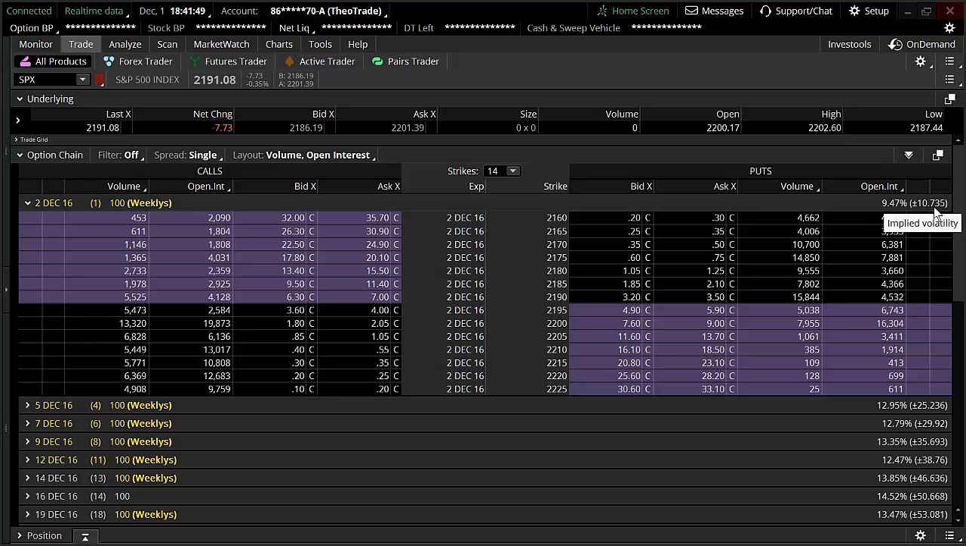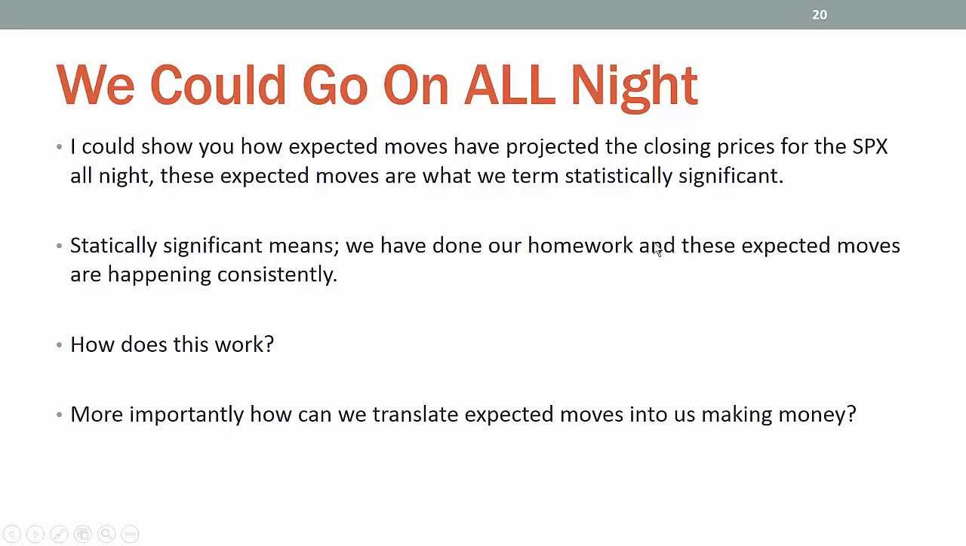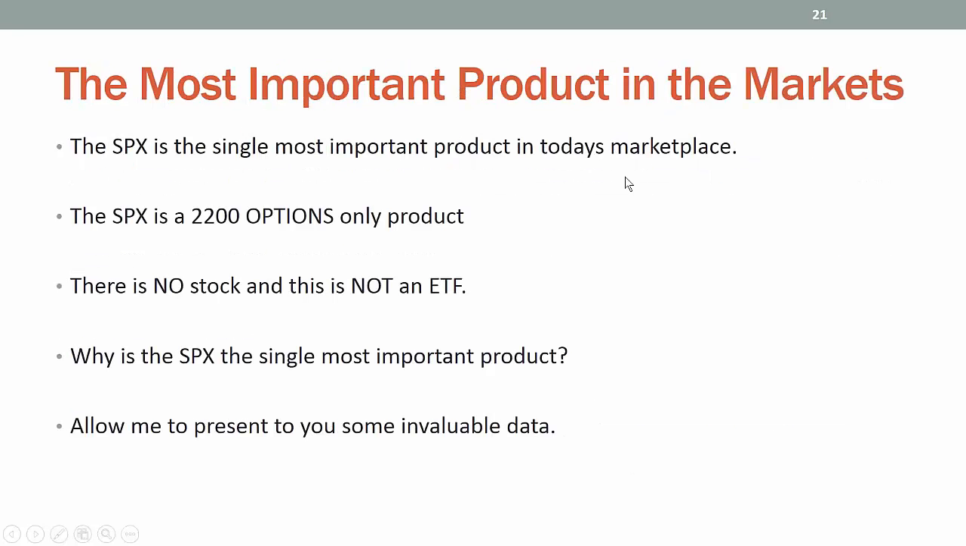But I'm going to show you why there is such statistical significance around the SPX. Okay, and you're going to want to look at this in the SPX. It's critically important. I'm going to show you why. Again, I want to show you how it works, and more importantly, how you can translate expected moves into making money. It's the most important product in the markets. The SPX is the single most important product in today's marketplace.